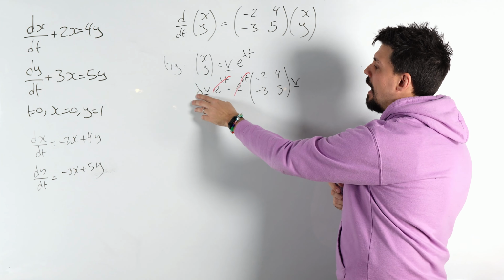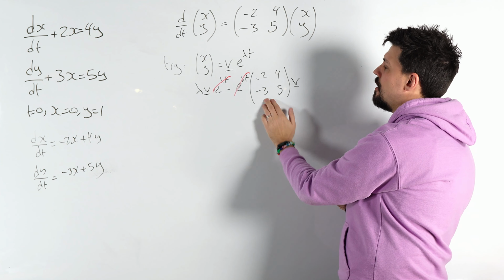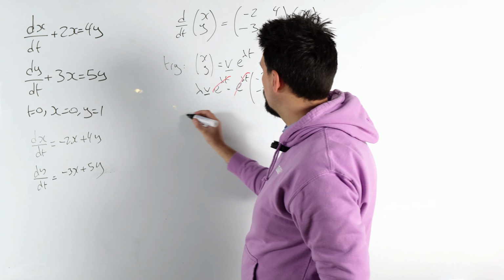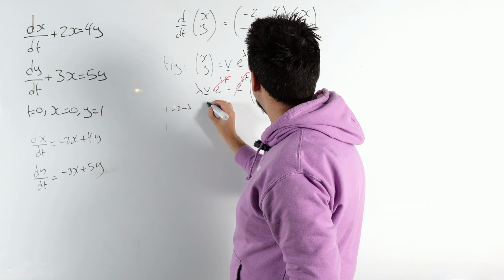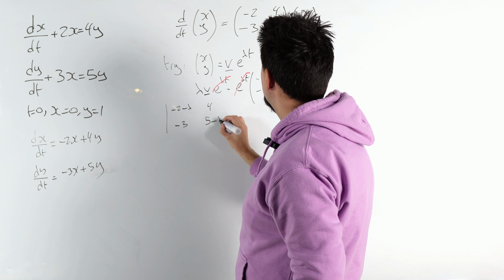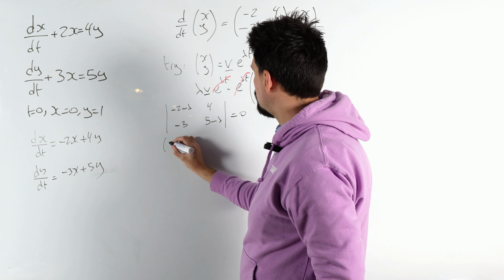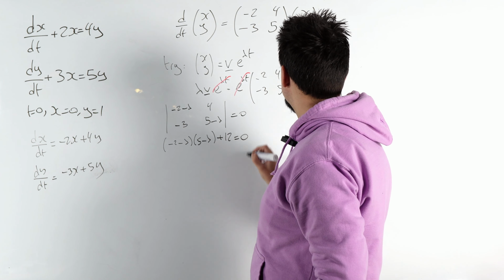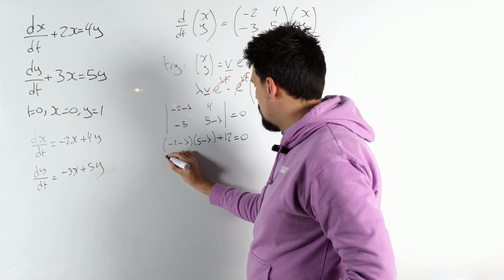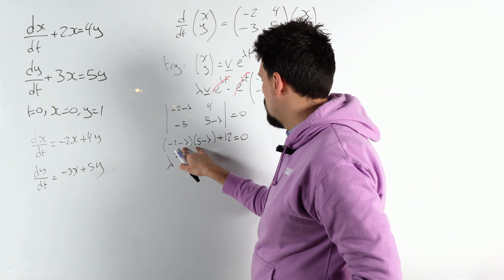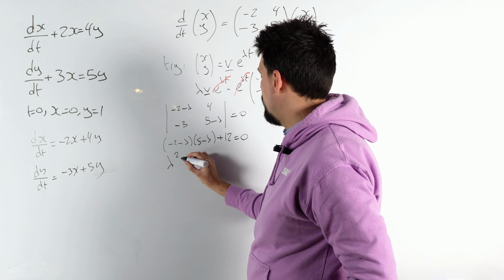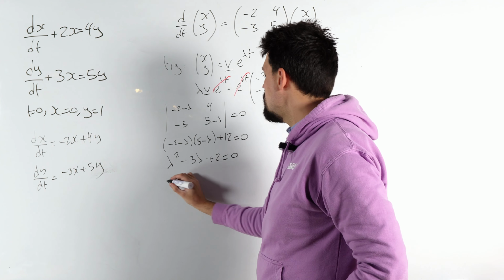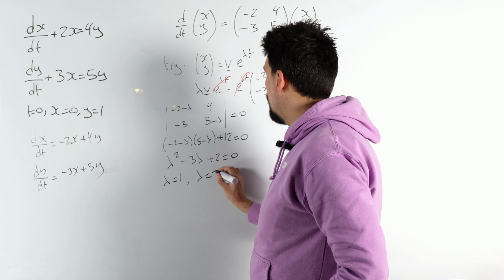All this means is lambda needs to be an eigenvalue of this matrix, and v needs to be the corresponding eigenvector. So, the determinant of minus 2 minus lambda, 4, minus 3, 5 minus lambda is 0. Bosh, bosh. Plus 12 is 0, which gives me lambda squared minus 5 lambda plus 2 lambda minus 3 lambda plus 2 is 0. That gives me lambda is 1, lambda is 2.